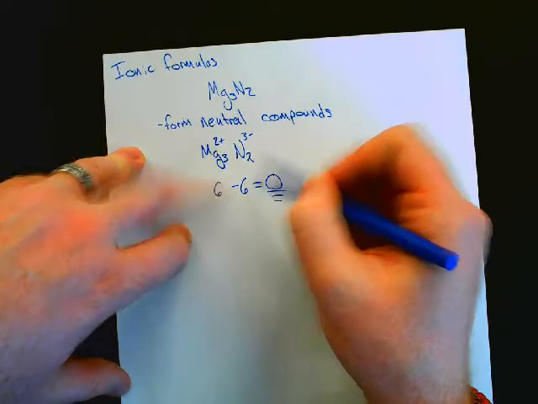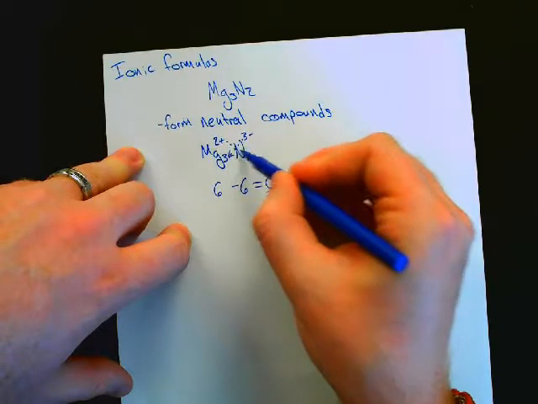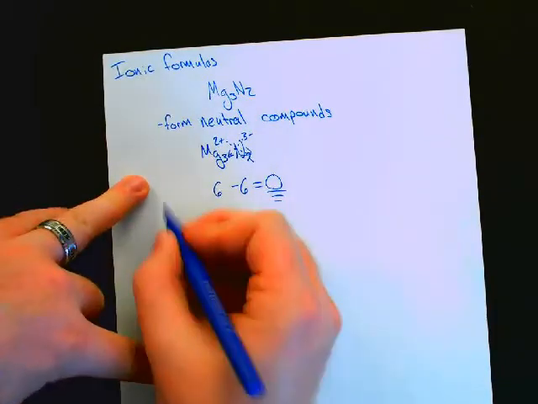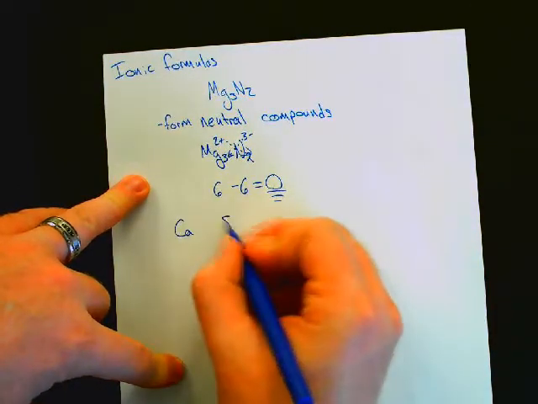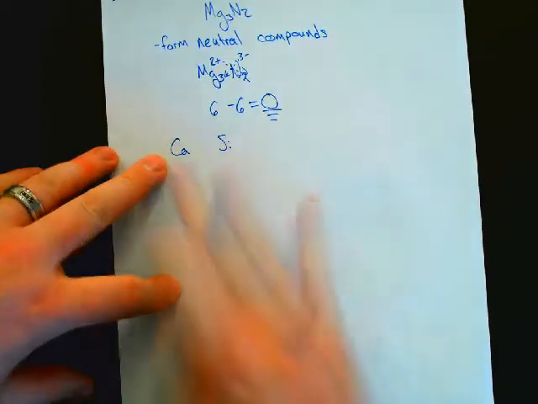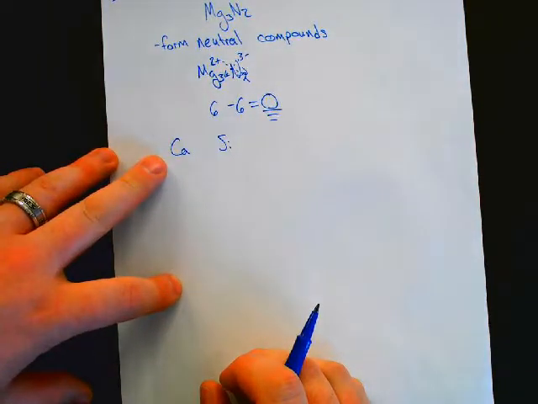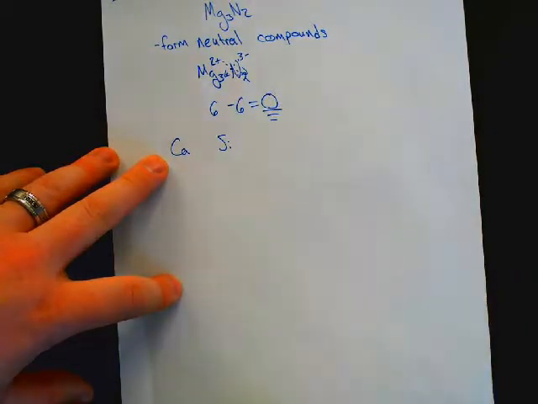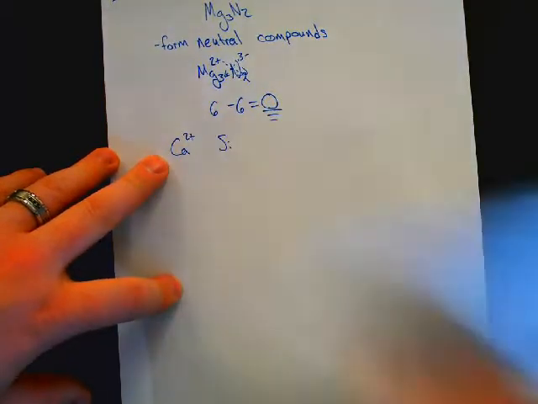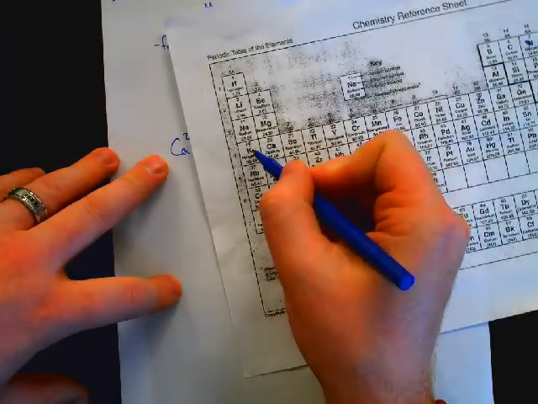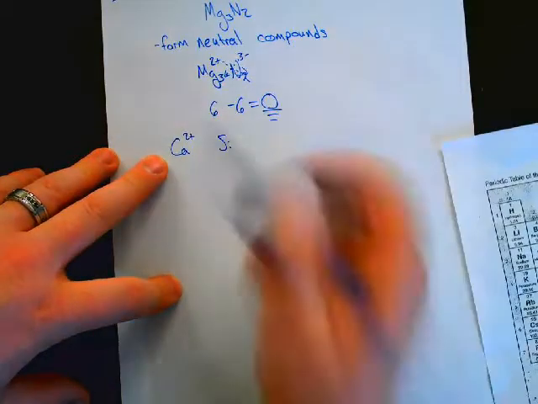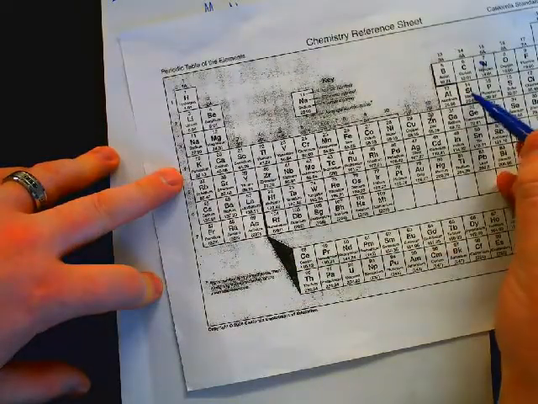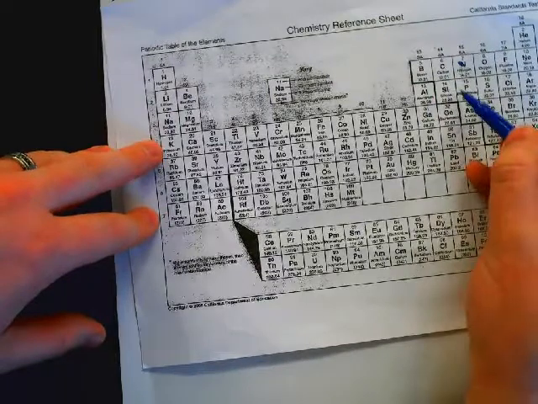So all you have to do is just flip the numbers and then the symbol? Well, kind of. Because what if we took something like calcium and silicon? What's the charge on calcium? Two. It's in the second column, right here. So we have 1, 2 valence electrons that we're getting rid of. What's the charge on silicon? -4. 1, 2, 3, 4.